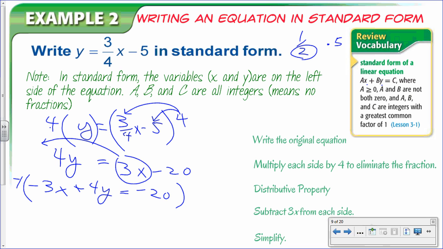So I got to multiply everything by a negative 1. What's a negative 1 times a negative 3? Positive 3. What's a negative 1 times a positive 4? Negative 4. What's a negative 1 times negative 20? So now, is that the correct answer? Very much so.